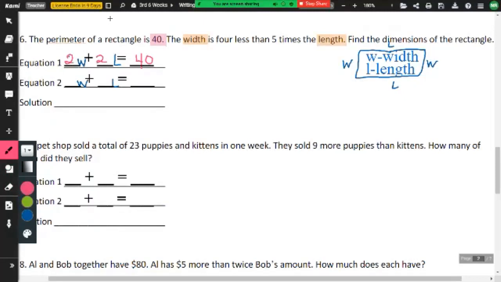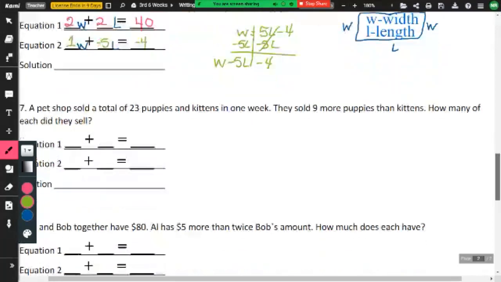Now the other one is the one you have to translate. So width is 4, less means minus. Then is that turnaround phrase, 5 times the length is written as 5L. So you get W equals 5L minus 4 once you flip that around. But you want both variables on the same side, so you subtract 5L minus 5L. W is in the front, so I have to make sure I bring it down first. So you get 1, -5, and then -4.